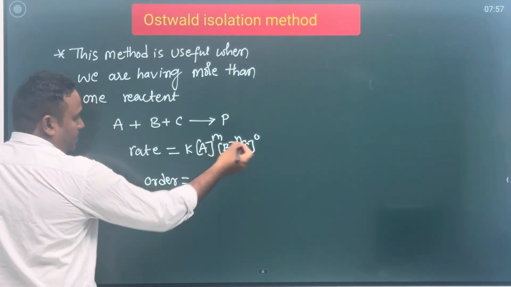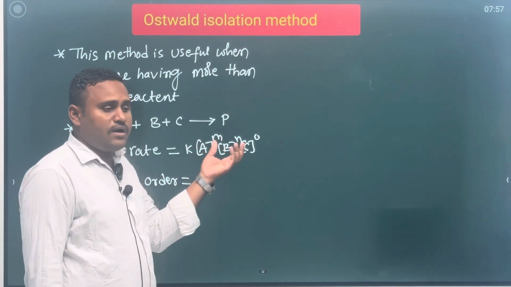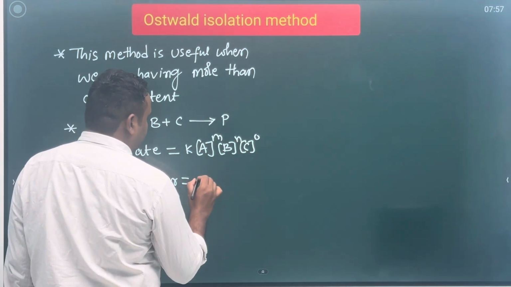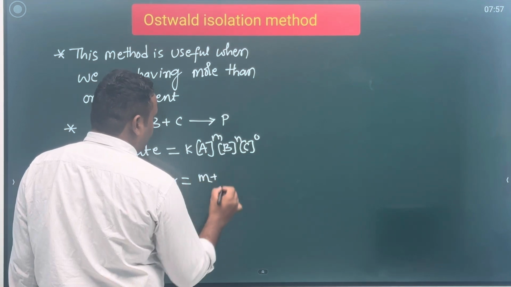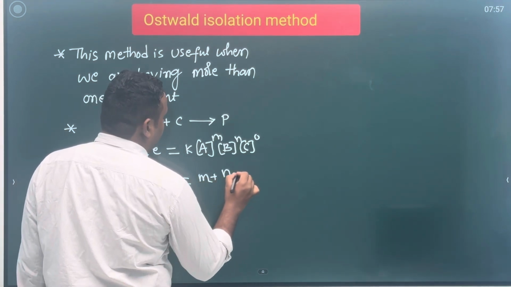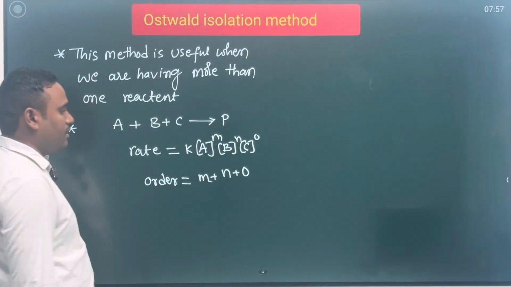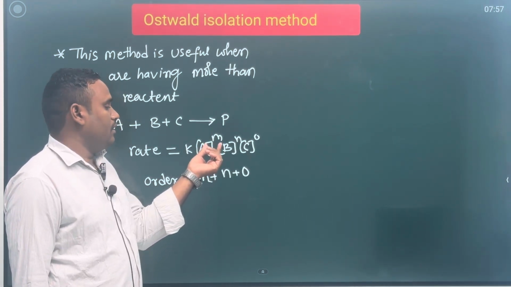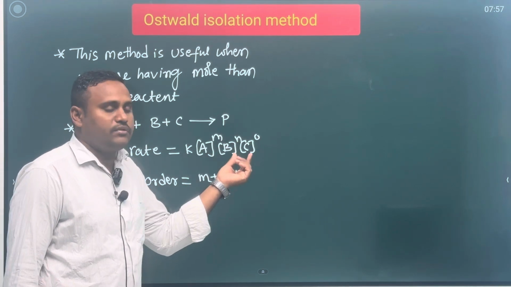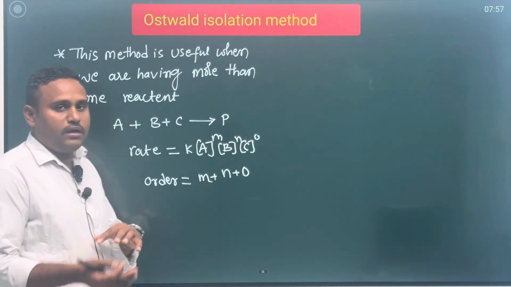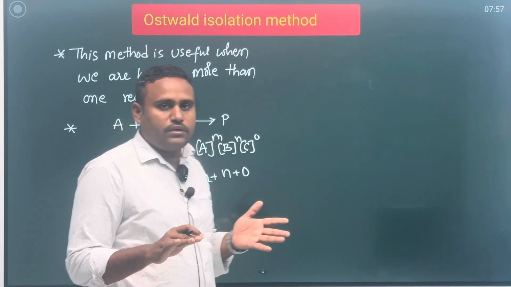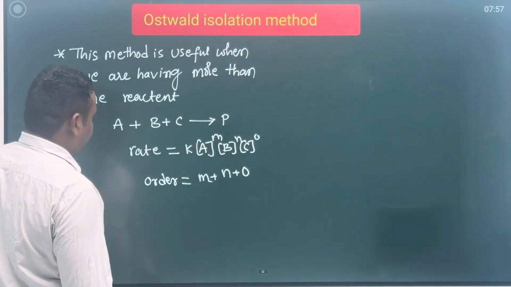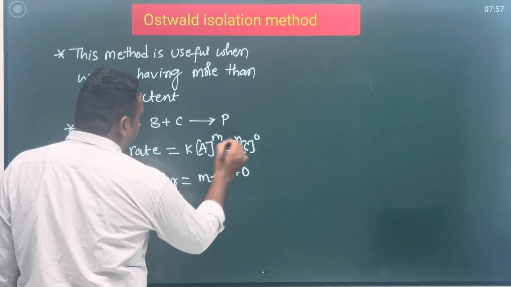We know the sum of powers of concentration terms in the rate equation is called the order of reaction. So here what are the powers? M plus N plus O. This will become the order of reaction. Means we find the order with respect to A, with respect to B, and with respect to C. Finally we add them so that we get the order of reaction.